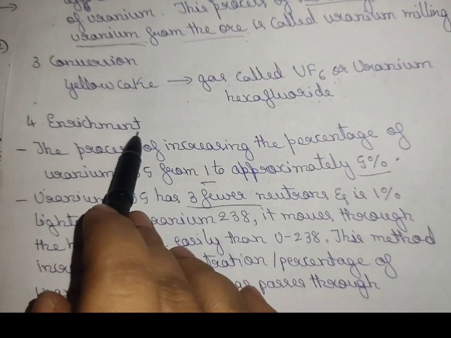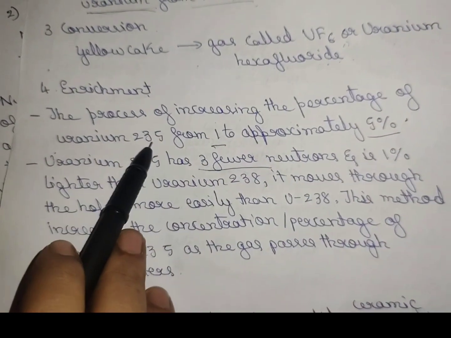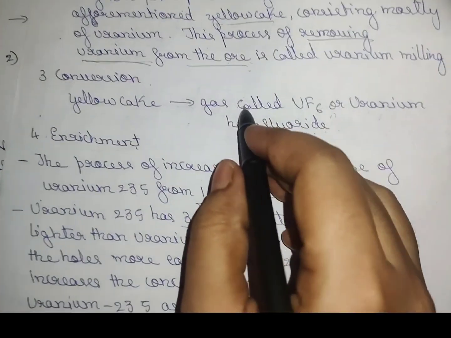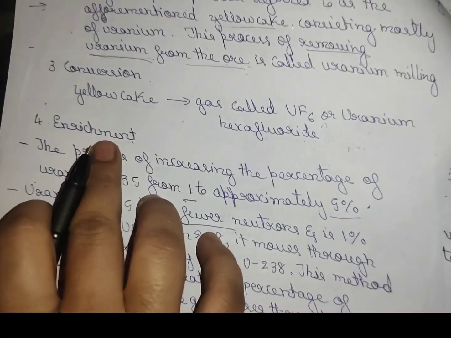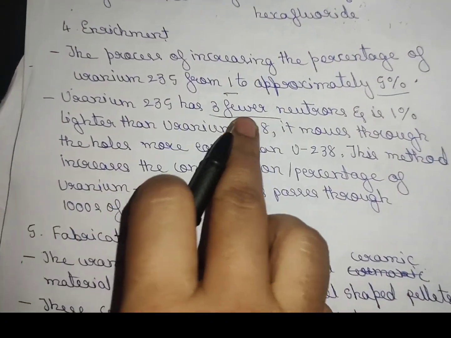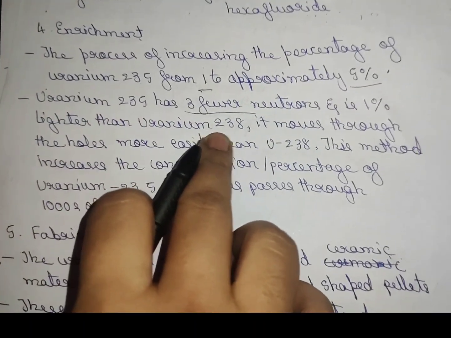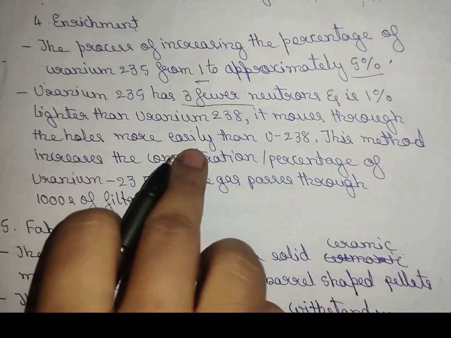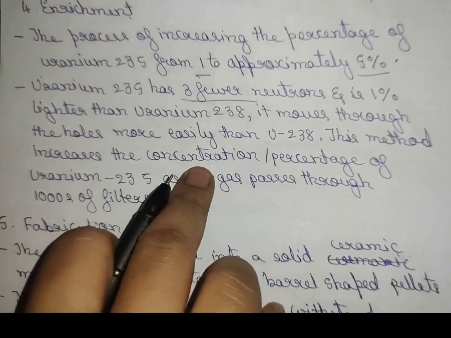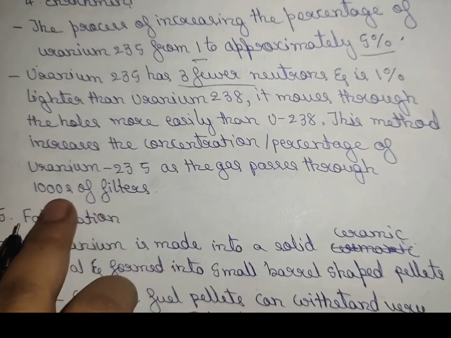Next step is enrichment, the process of increasing the percentage of uranium 235 from 1 to 5%. For example, if it is 1% before, then in the enrichment process it is increased to 5%. Uranium 235 has 3 fewer neutrons and is 1% lighter than uranium 238. It moves through the holes more easily than U238. This method increases the concentration of uranium 235 as the gas passes through thousands of filters.